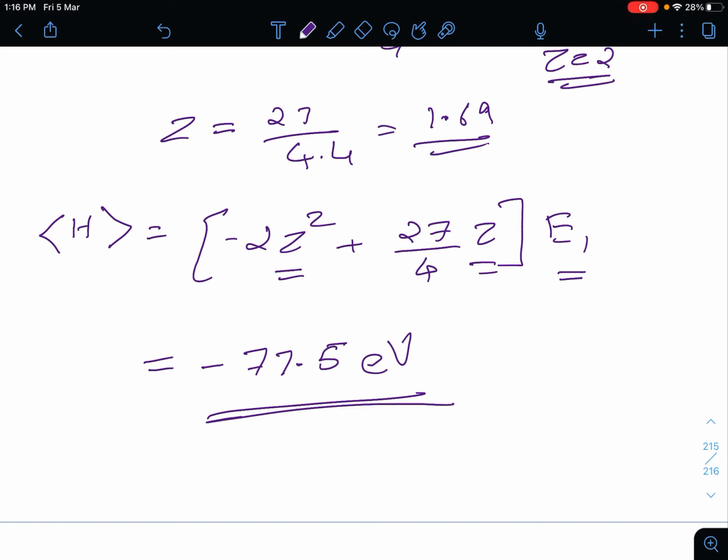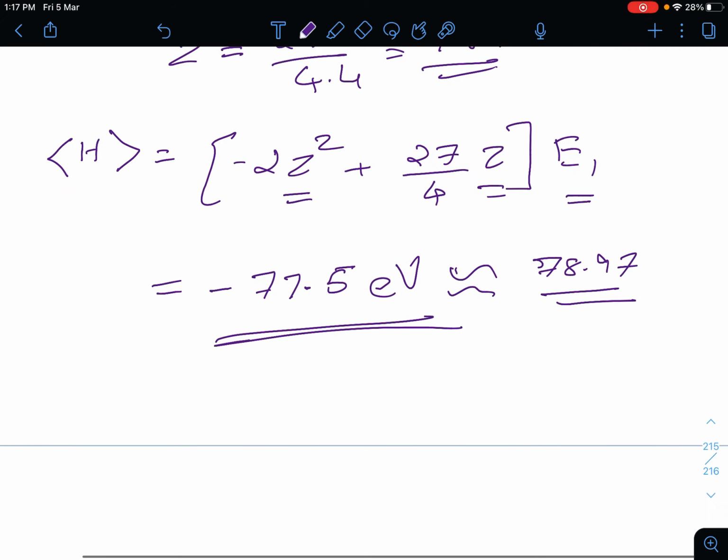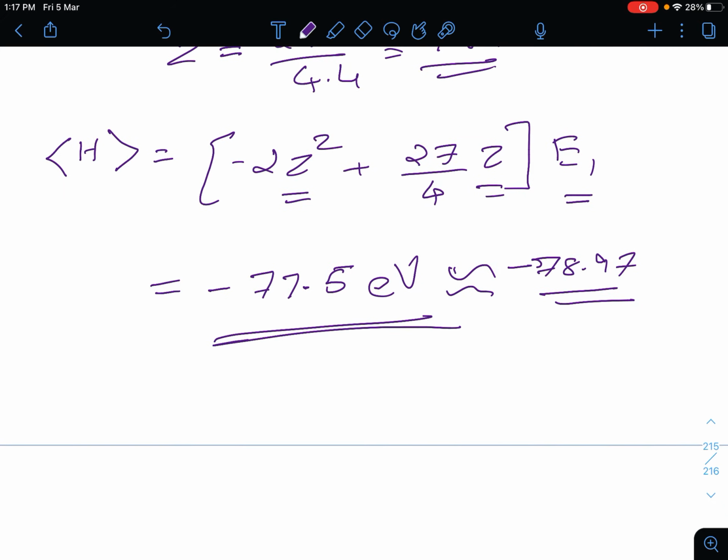Actually, how much was it? 78.979 is our actual experimental value. This is very near to the actual value. So this is how, by the variational principle, you find the ground state energy of the helium atom. It's a little bit lengthy derivation, but still once or twice you do that, you can very easily learn it by heart. Okay, so thank you. That is the end of the variational method.